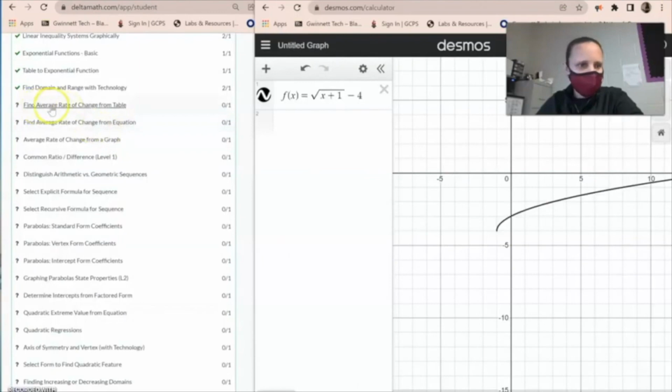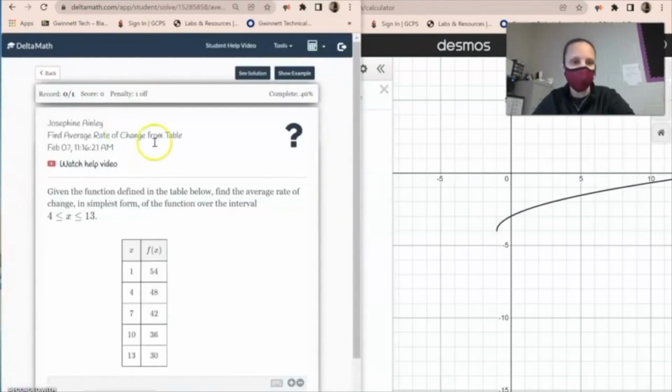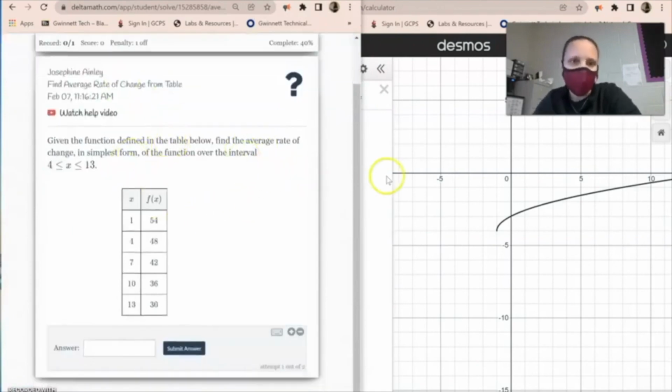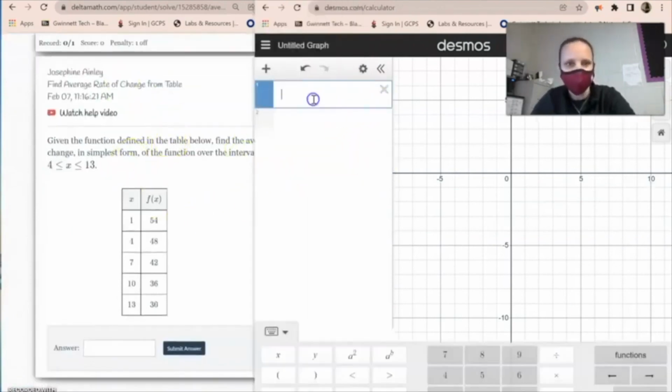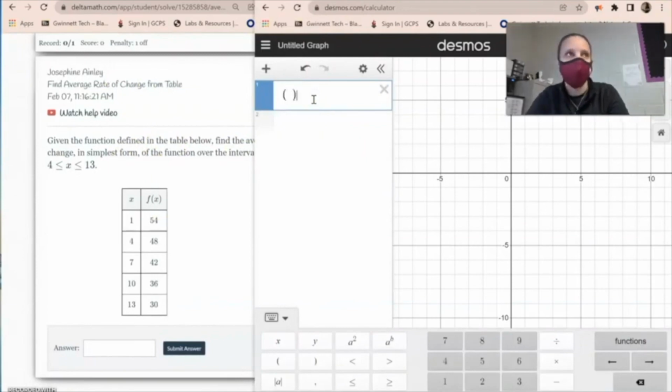All right, so we're going to take a look at finding average rate of change from a table, equation, and a graph. And really, if you can do one, you can do all. The table is easy. So remember, average rate of change, you need a box. So in my case, you're going to do parentheses.